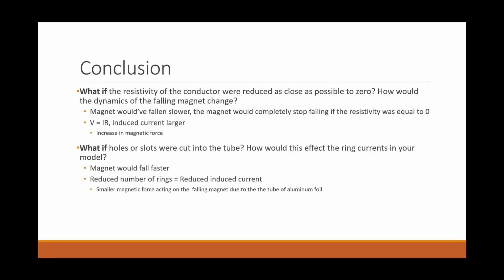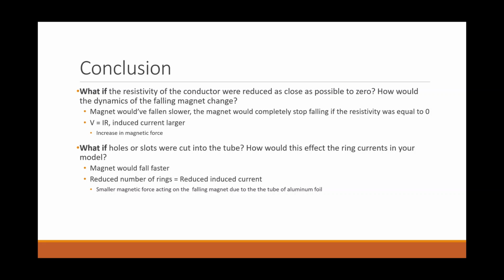What if the resistivity of the conductor were reduced to as close to 0 as possible? How would the dynamics of the falling magnet change? The magnet would have fallen slower, and the magnet would have completely stopped falling if the resistivity was equal to 0. Ohm's law says that V is equal to IR. If the induced current is larger, you would increase the magnetic force acting on the bar magnet due to the current.